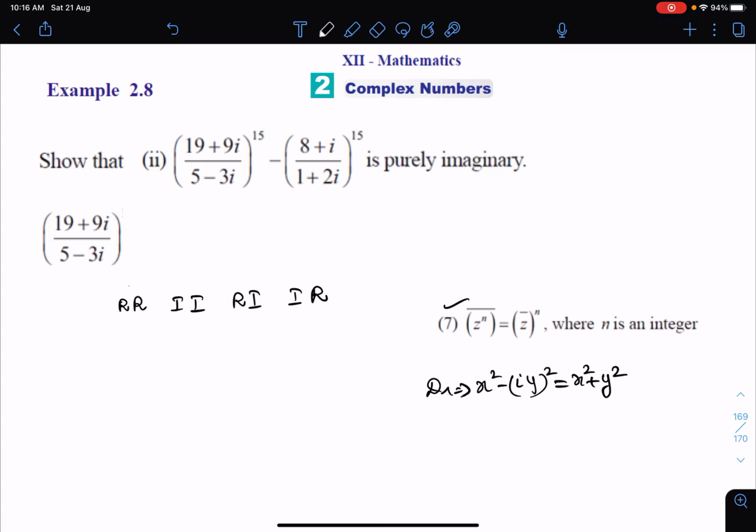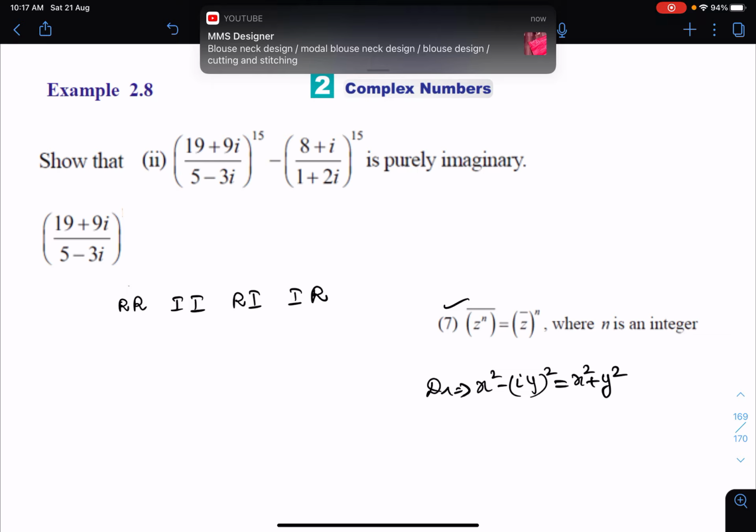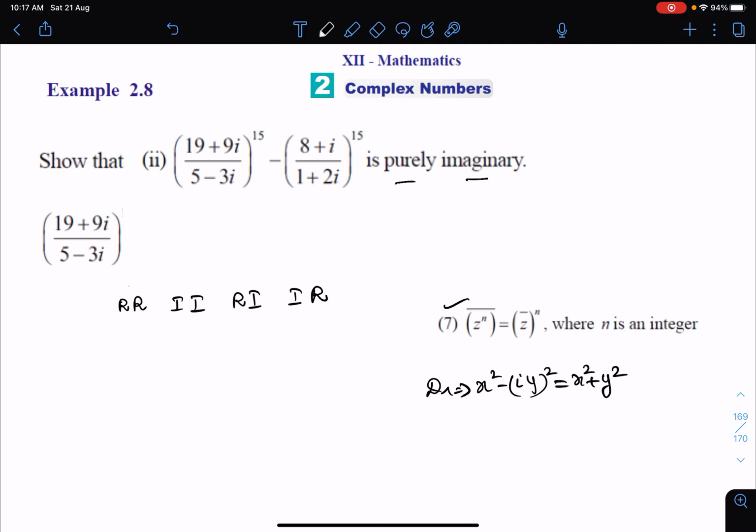Hello 12th standard students, welcome back to chapter 2, complex numbers. Today we are going to see example 2.8, second subdivision. Show that... again they are given two complex numbers in the form of fractions with powers. So we are going to do it separately one by one and then we are going to prove what is purely imaginary. I will come to that later. First we will solve this one.